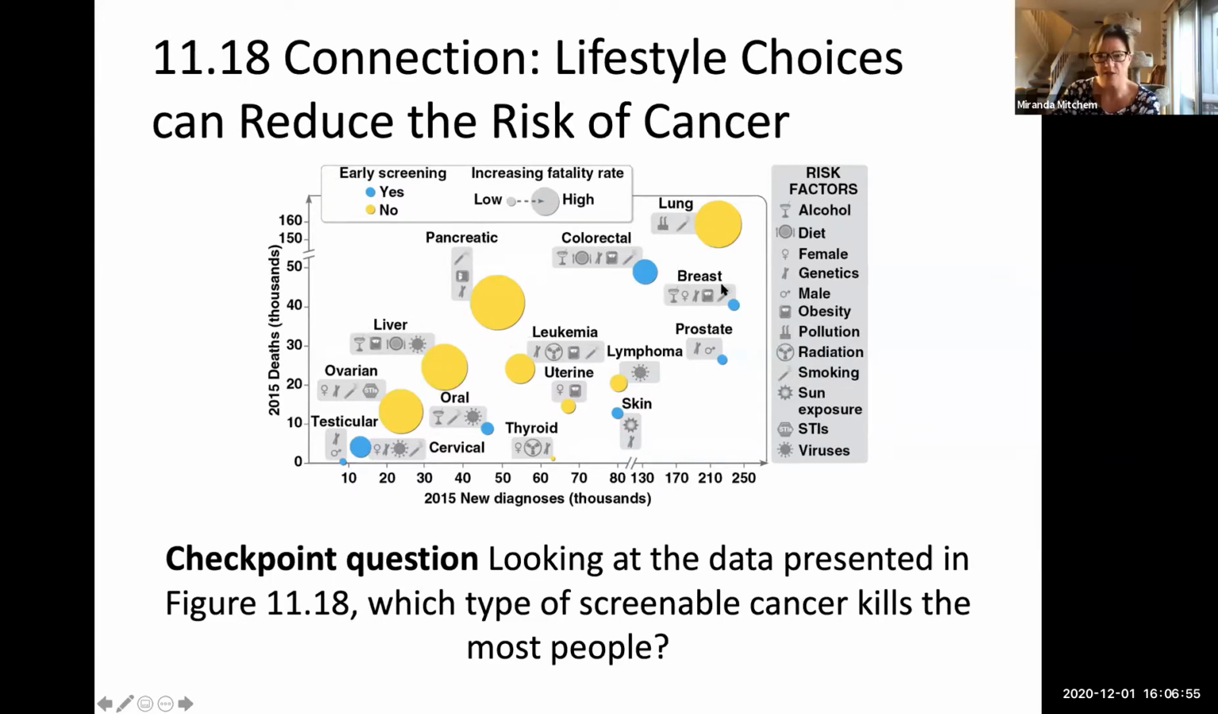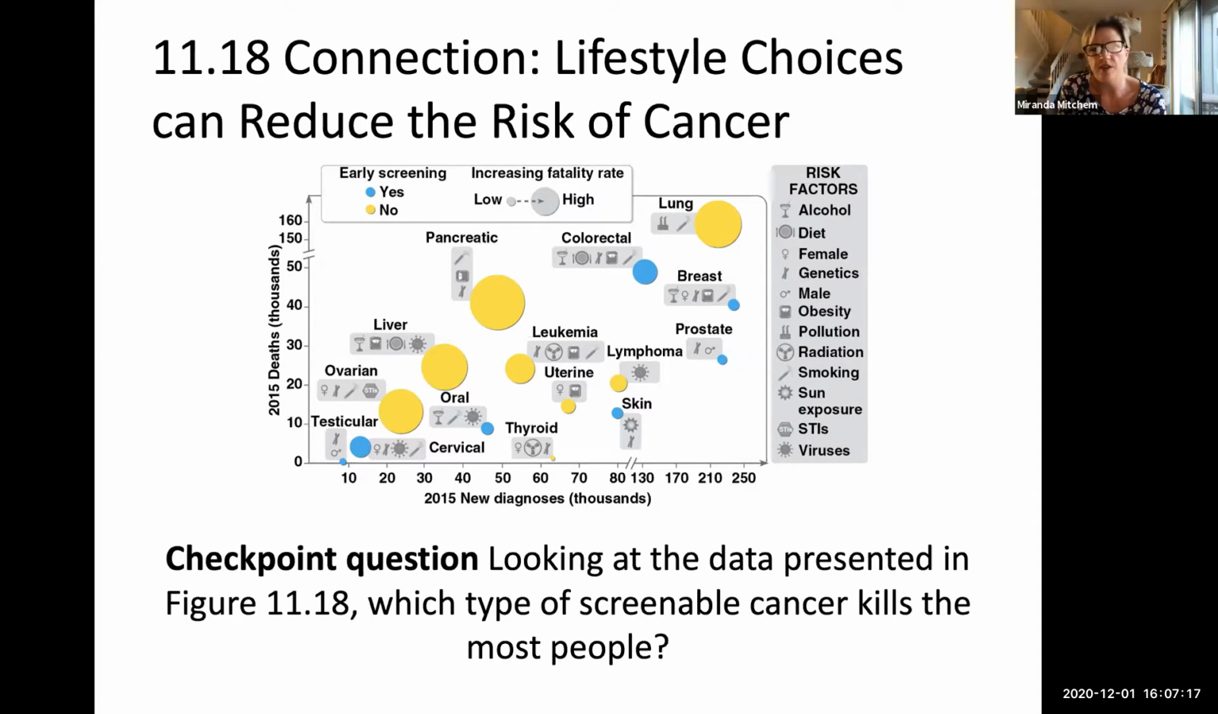We've got breast cancer, which is more common than many other ones, and it is associated with deaths, but there is early screening available through mammogram. Mammograms aren't 100% effective though. About 15% of breast cancers are missed on a mammogram.